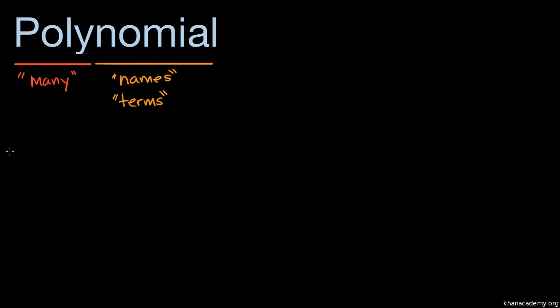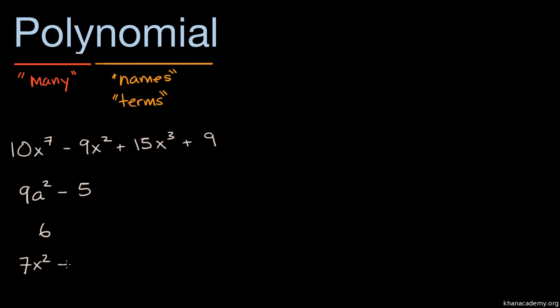So an example of a polynomial could be 10x to the 7th power minus 9x squared plus 15x to the 3rd plus 9. This is a polynomial. Another example of a polynomial, 9a squared minus 5. Even if I just have one number, even if I were to just write the number 6, that can officially be considered a polynomial. If I were to write, let me do it in another variable, 7y squared minus 3y plus pi, that too would be a polynomial.